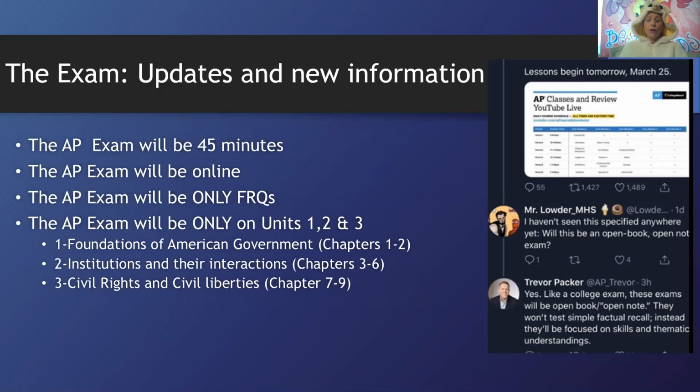And after April 3rd, I will know exactly how I need to attack that, because if I know certain things are going to be tested and certain things aren't going to be tested, you better believe I'm going to help you guys for this test.